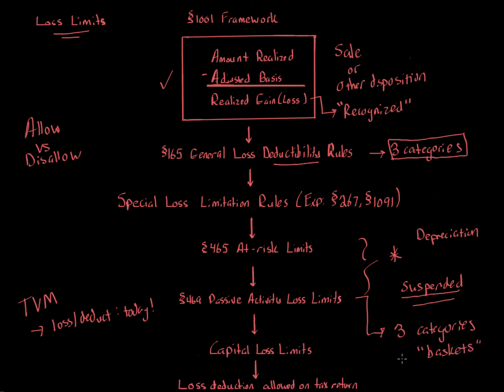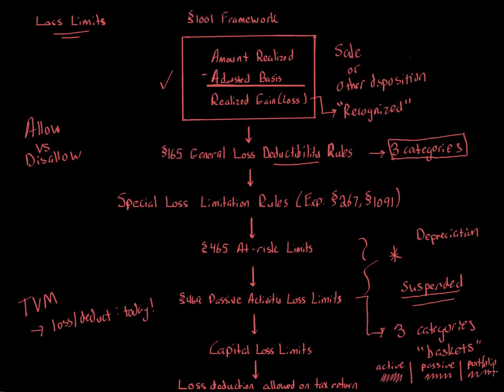So the 3 baskets: first we have active. Next we have passive. And finally we have what's called portfolio. The idea is that based on certain activities taxpayers have, you can only take losses within each basket against the income that's earned from that basket. That's the general rule. There are a few exceptions if you're in real estate and whatnot, but that's the general rule. You can only use losses and gains within each basket.